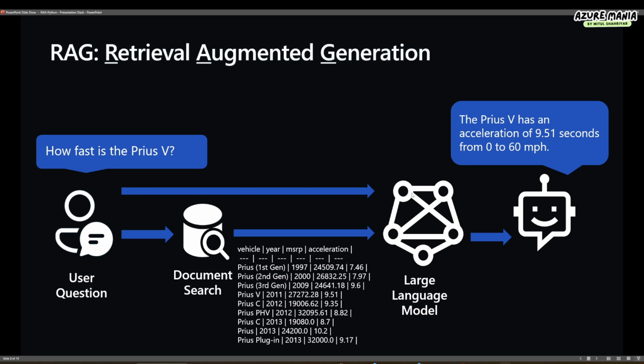So here you can see this is local knowledge about the Pyrus 5, because we are assuming that the model doesn't have that knowledge. This is maybe some sort of car which we have in our company. So we've just provided the document. It will work with the document and then answer us: yes, the Pyrus 5 has an acceleration of 9.51 seconds from 0 to 60 mph. Great, that is the one.